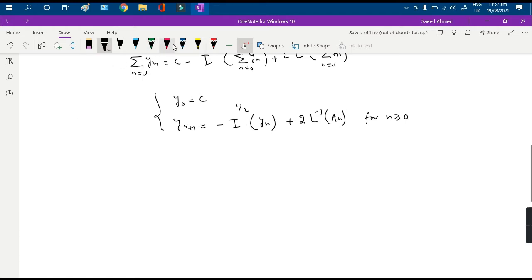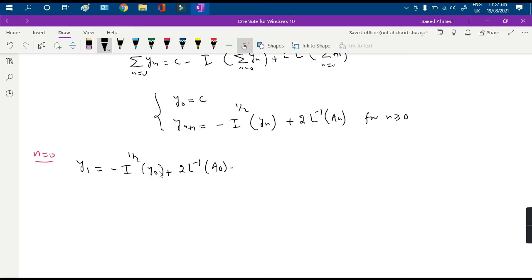Okay. First, we'll take n is equal to 0. For this, we have y1 is equal to minus the integral operator of order 1/2 of y0 plus 2 times L inverse of A0. We need to solve this equation to get y1.